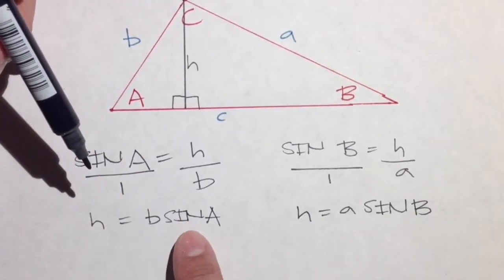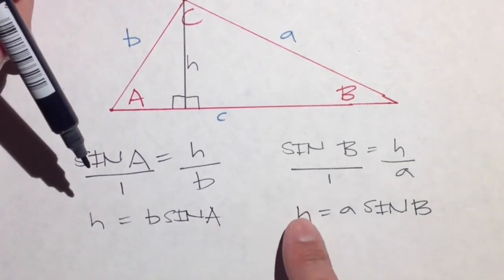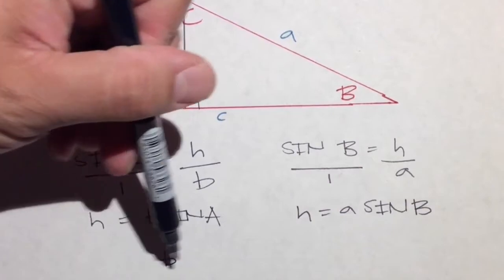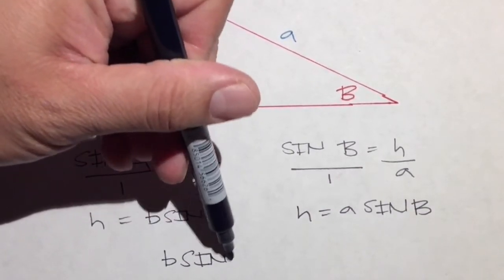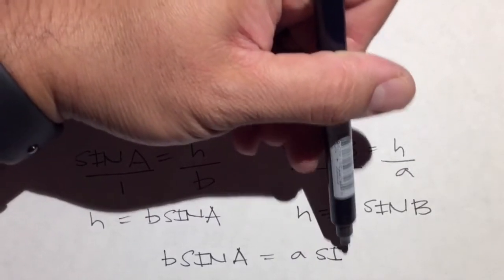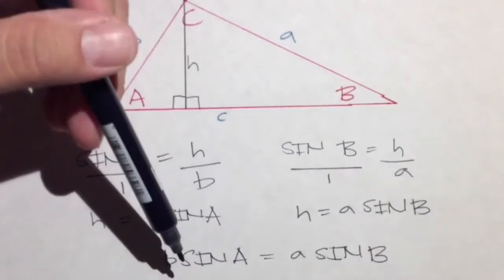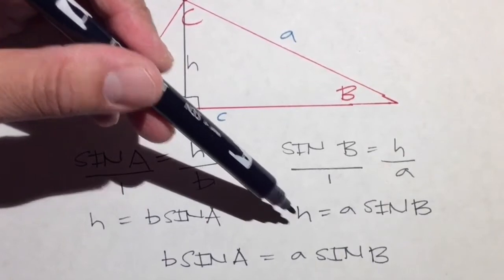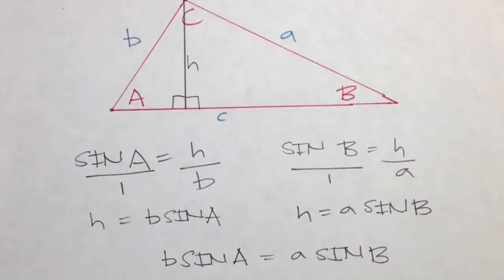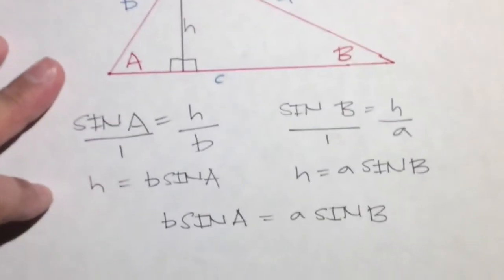H is equal to B sine of A, so I can substitute this into this H because it's the same thing. So B times sine of A is equal to A times sine of B. We substituted this H with B sine of A because B sine of A is equal to H. So both of these have to be equal to each other. Hope that made sense. If not, then rewind it.